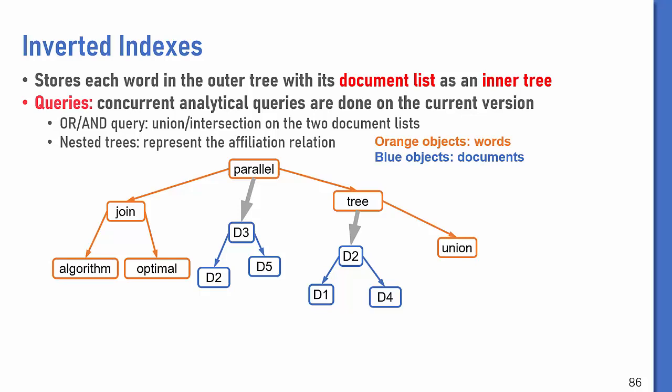If we have a searching query, we just search the query word in the outer tree to get the corresponding inner tree. If the query is more complicated, like an AND query or an OR query, we can find the two inner trees and use our join-based union or intersection algorithms. Because these inner trees can be large, it's very common to have millions of documents for a keyword, we can use our parallel union or intersection algorithm to improve the performance for queries.